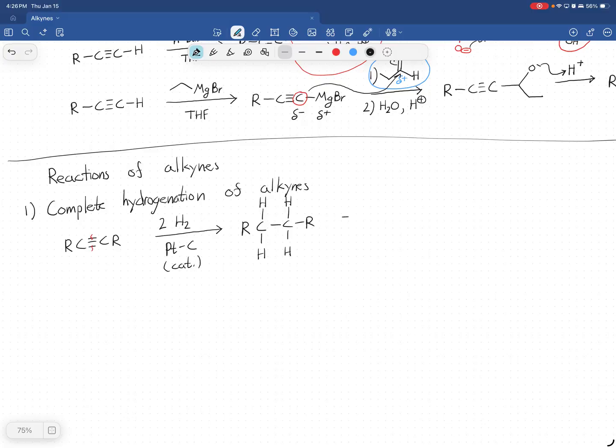Okay, so this will equal R, CH2, CH2, R. So I completely reduced my alkyne into an alkane. So I can't stop at the alkene. Not under these conditions. Okay?